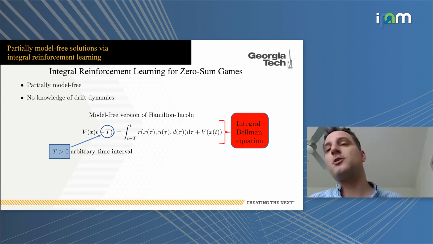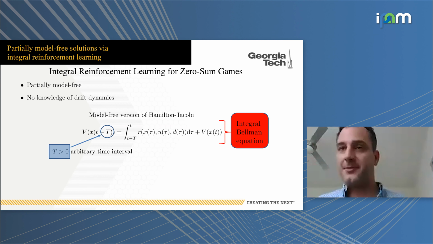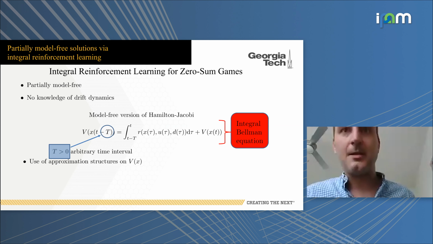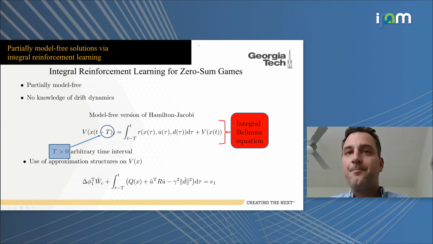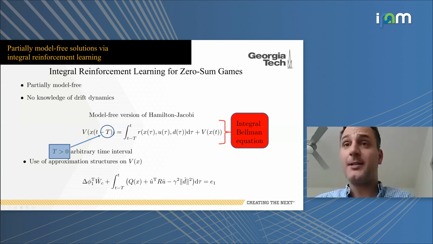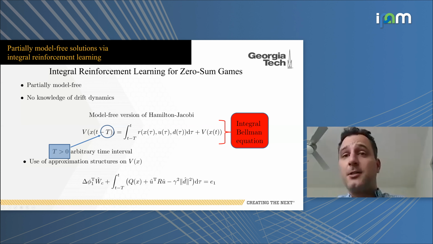And of course, we have conditions for a small enough t. Okay? And of course, if you take this to 0, then you will eventually converge to your Hamiltonian. Okay, so again, we use the same techniques here. So your V will be approximated by a critic. Your U will be approximated by an actor, and then you will eventually want to make this e_i go to 0.